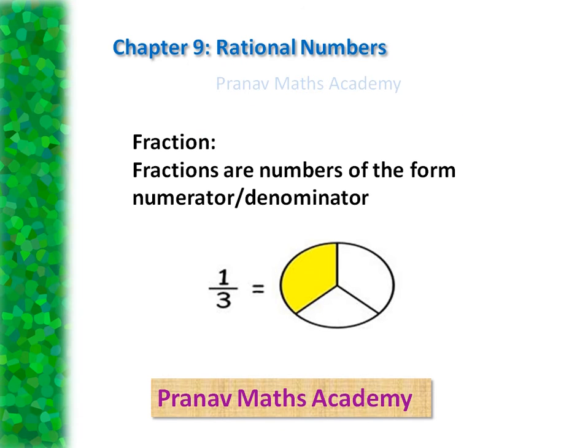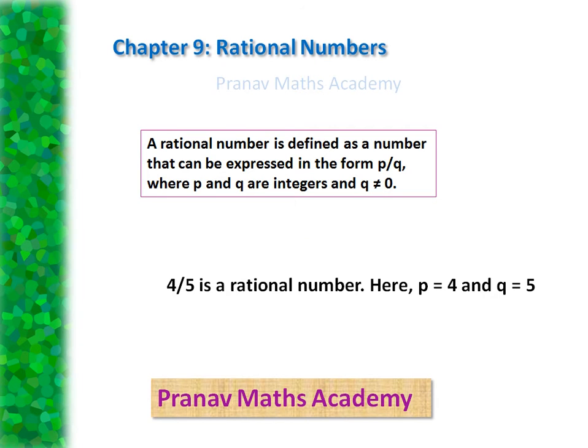Rational numbers. Fractions or numbers of the form numerator divided by denominator. Here one simple diagram with a fraction is given. A rational number is defined as a number that can be expressed in the form P by Q. Here P and Q are integers. 4 by 5 is a rational number. For example, P equal to 4 and Q equal to 5 here.